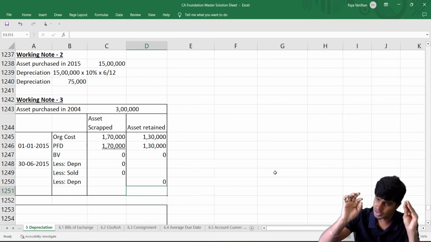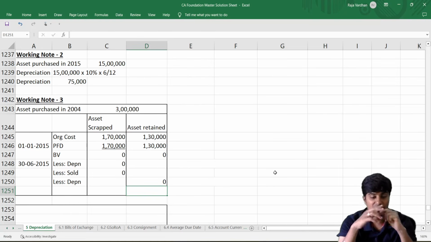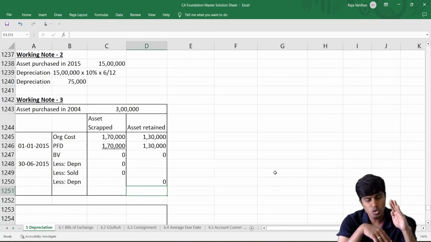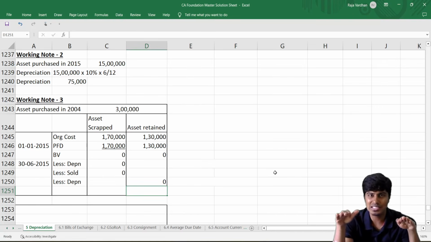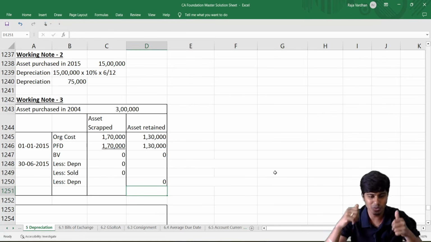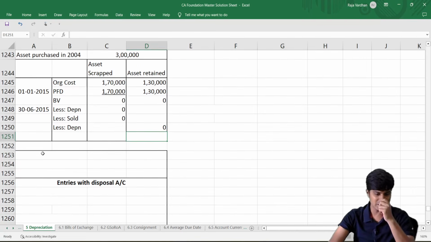Accumulated depreciation will be there in the depreciation. However, the asset whose cost is 1,70,000 is disposed. So 1,70,000 has to be decreased from our original cost and 1,70,000 has to be decreased from our provision for depreciation also. I'll tell you the journal entry.